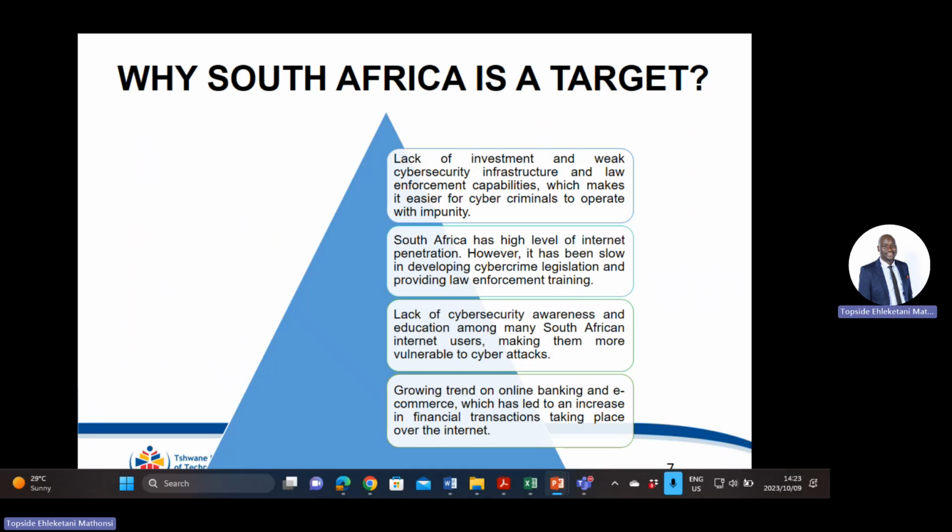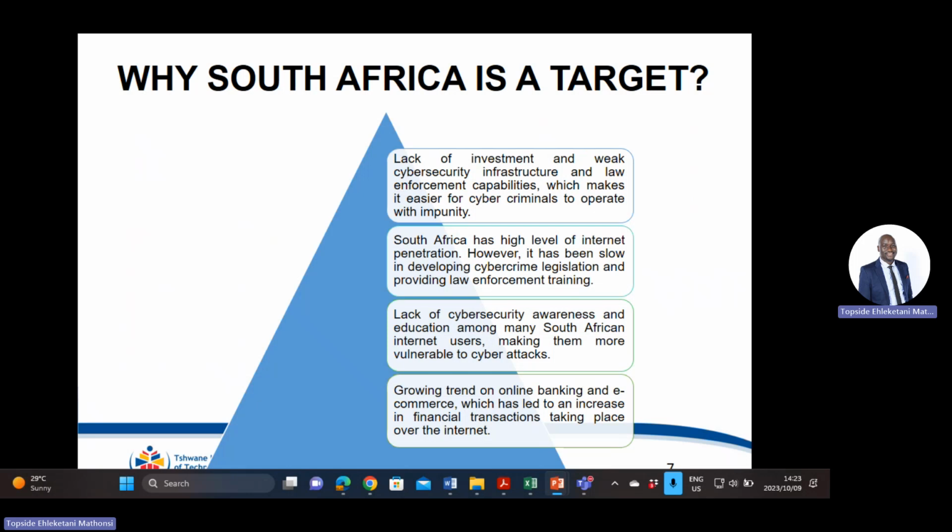Because there is a lack of cybersecurity awareness and education, this makes more people fall victim or become vulnerable to these cyber attacks. Also, there is a growing trend in online banking, e-commerce, people buying things online, which has led to an increase in financial transactions taking place over the internet. So that is another reason that makes cyber crime go up, because they can intercept some of the transactions, or they can hack into our phones, then use our banking apps to perform online transactions.